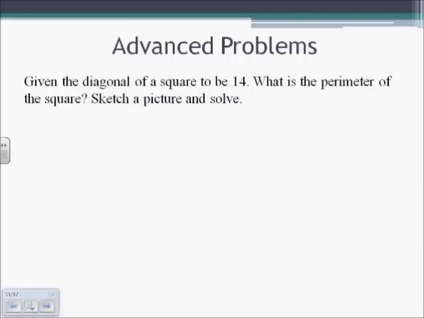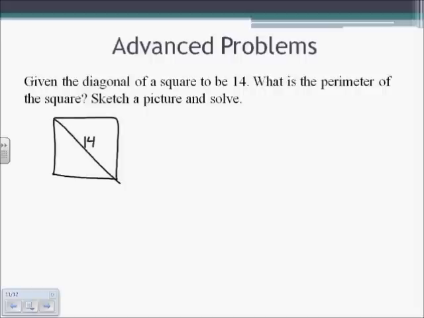Alright, last question that we're going to handle. Given the diagonal of a square to be 14, what is the perimeter of the square? Sketch a picture and solve. So we have a square. The nice thing about a square is we know that all four sides are the same. We know the diagonal then is going to be 14, and it's asking us what the perimeter is.